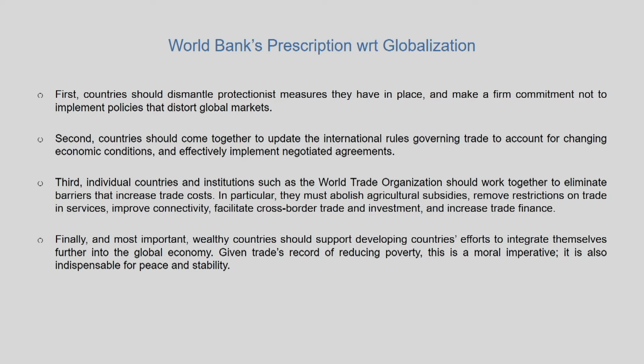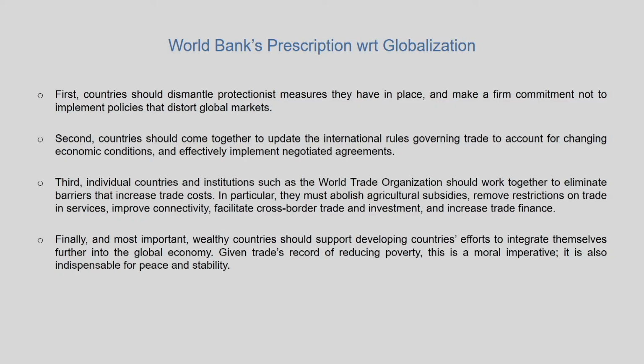The first prescription given by the World Bank is to dismantle protectionist measures that the developing countries have in place and make a firm commitment not to implement policies that distort global markets. Now this basically means that developing countries that have income support and price support policies in agriculture, in industry, and in various other social sectors of their countries must bring down their support so as to provide more space for private investment, and the state should withdraw from provision of various goods and services. It also prescribes that national governments across the globe should have a firm commitment towards this ideology of reducing public investment and increasing private investment.